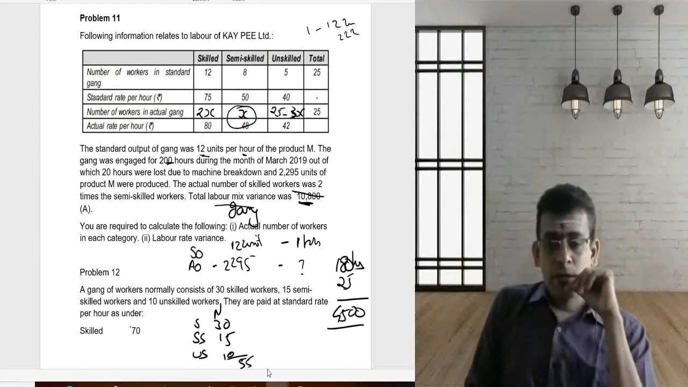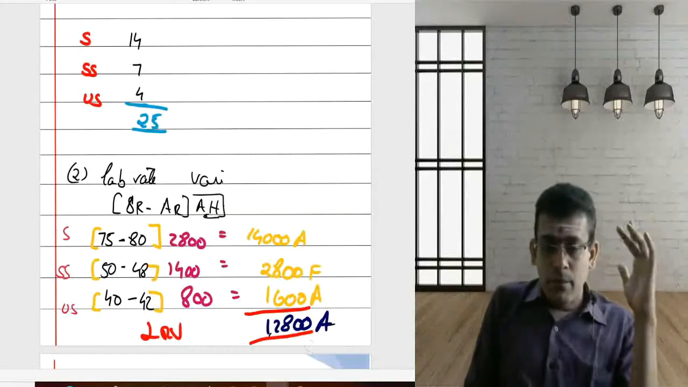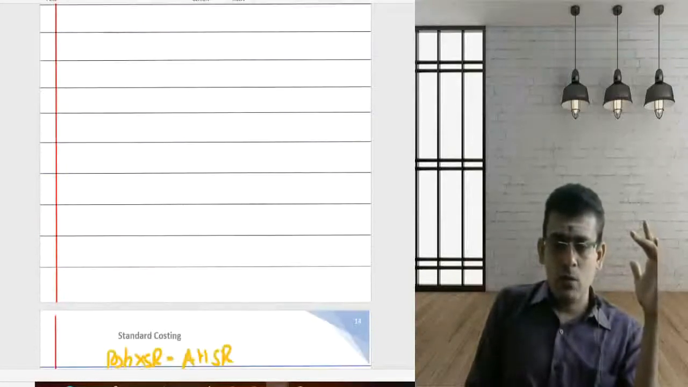So that's what is given. And he is giving you the standard rate also. Okay. So let me put the table like this in the solution answer book only, so we can easily understand. So now let us come here.